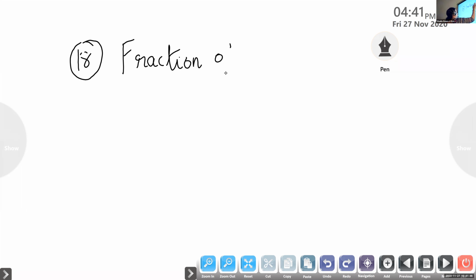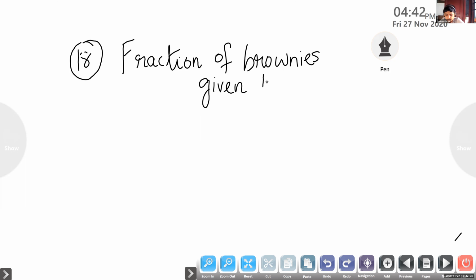Fraction of brownies given to Suman. Ma'am, we can write fraction of brownie to Suman. Okay, that also is no problem. Fraction of brownies given to Suman: 1/3.